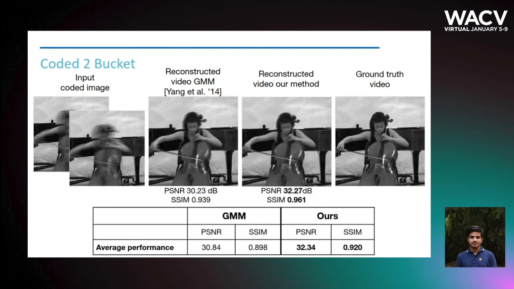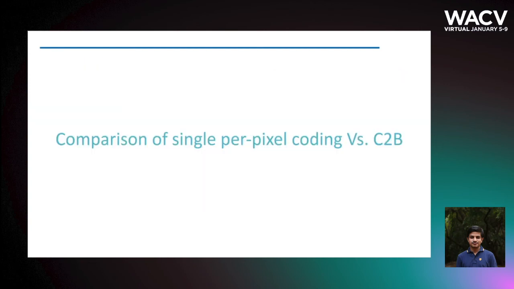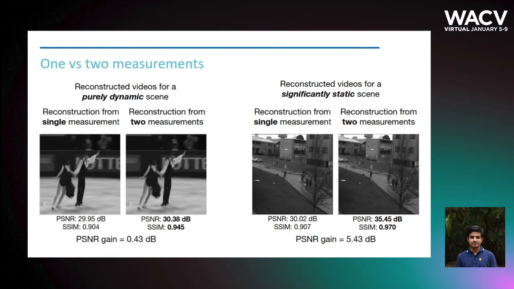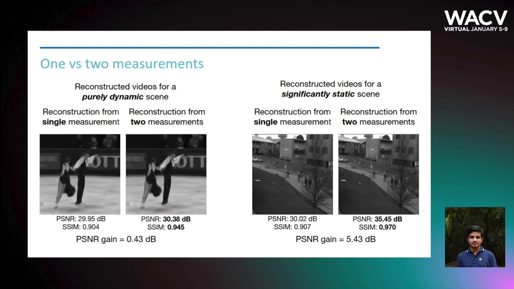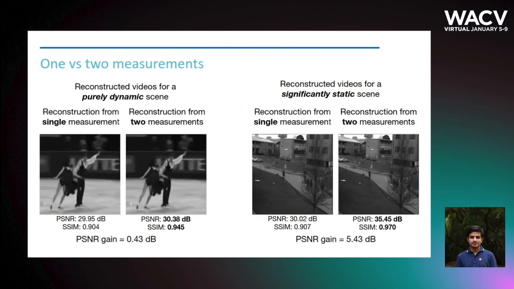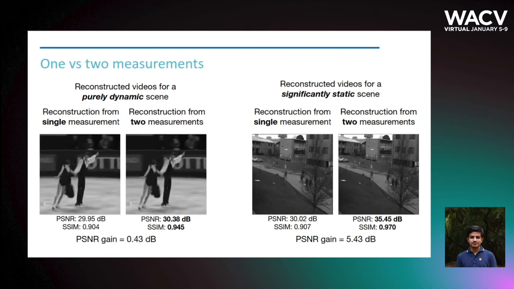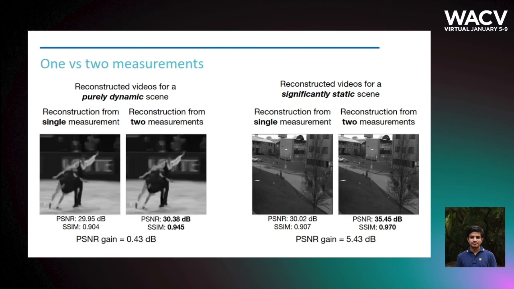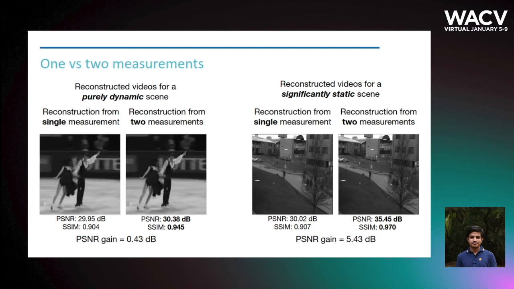Next, we analyze when does C2B provide a significant advantage over pixel-wise exposure. We consider 2 different sequences, one where the majority of the pixels on the sensor see significant motion, and the other where majority of the pixels don't see significant motion. We see that in the second case, C2B provides much higher reconstruction performance and only a marginal improvement in the first case.